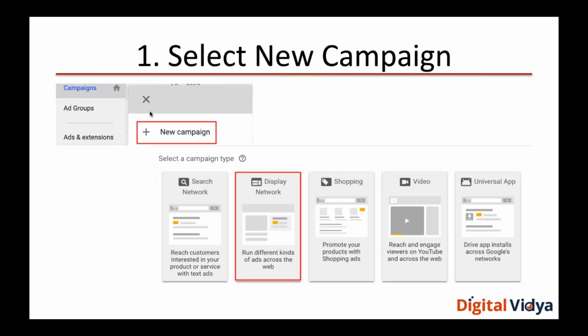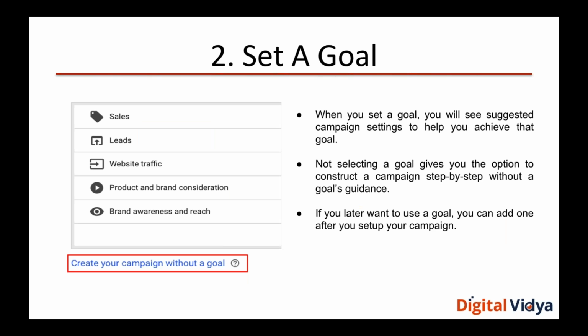Okay, right. So display campaign creation. How do you start a new campaign? You go to your campaign page, click on plus new campaign, and from the next page you select the display network option. Is this clear? Please pay attention, because this week's assignment is also to create a display campaign, and there are few things which are different from how you do for a search campaign. Everybody clear on the first step? It's same as how you do for the search campaign.